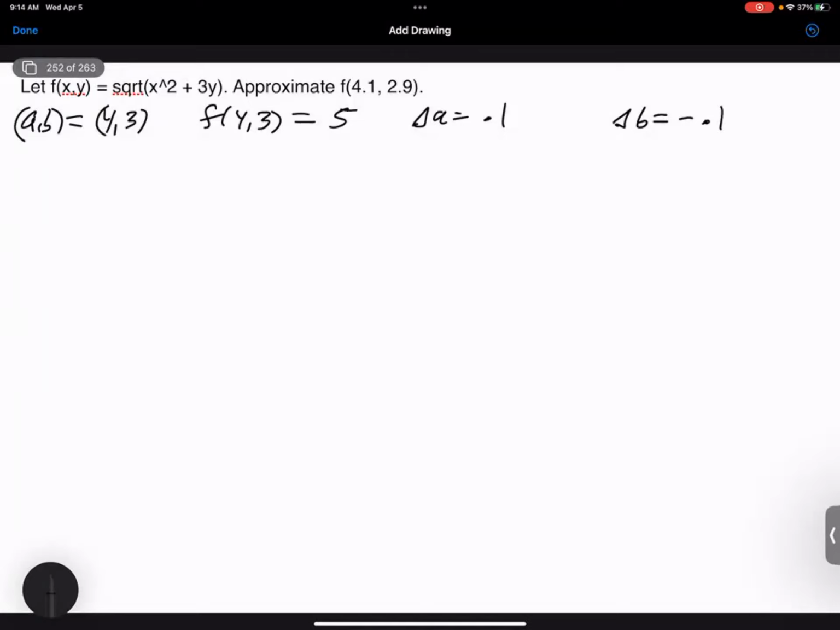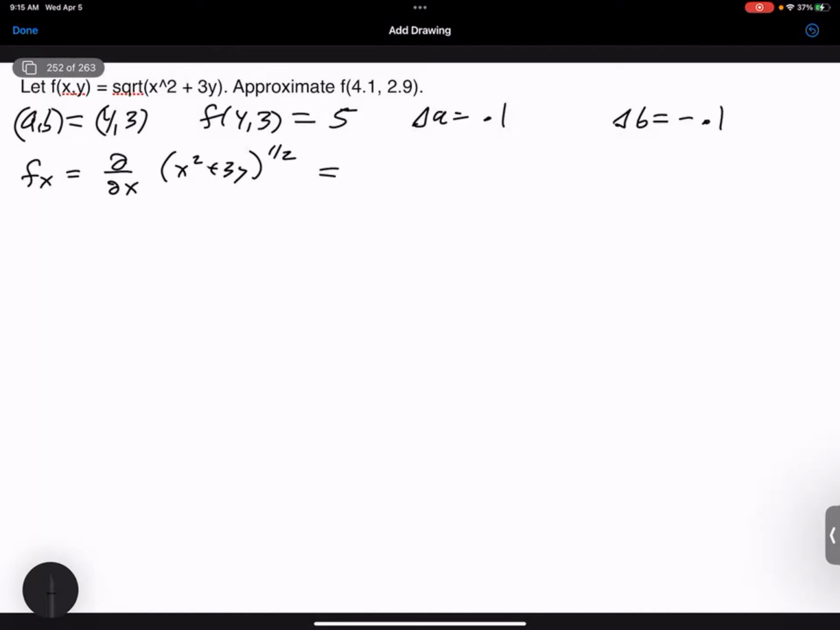I might be wrong, but just looking at this, my gut feeling is I should get a number that's larger than 5. So we'll see if that's true. So now let's calculate f sub x. So that's the derivative with respect to x of the function x squared plus 3y to the 1/2.